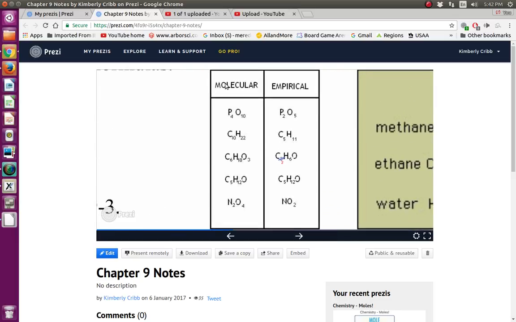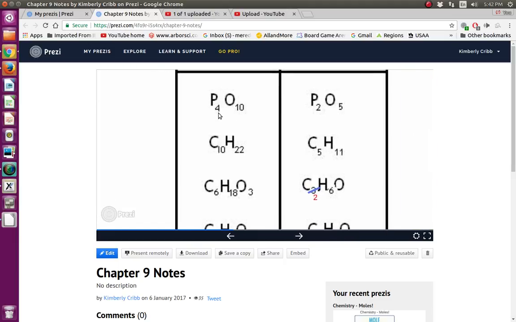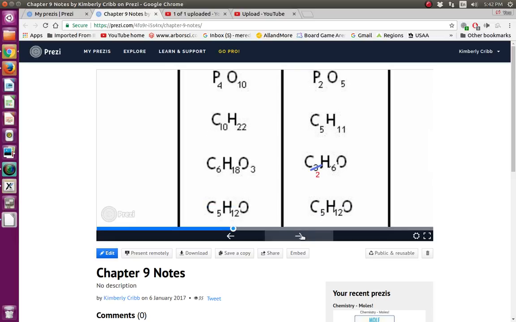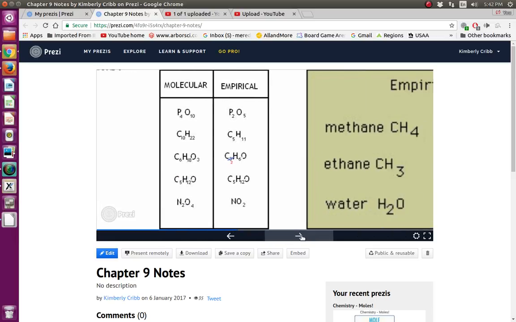Let's move forward. Here are some more molecular and empirical formulas. The molecular formula here is P4O10. I can divide both of those numbers by 2 to get P2O5. That's the empirical formula, the simplified ratio. C10H22 simplifies to C5H11. And then this one, C6H18O3, all those are divisible by 3, so I simplify it down to C2H6O3. So these are just examples of turning molecular formulas into empirical formulas.